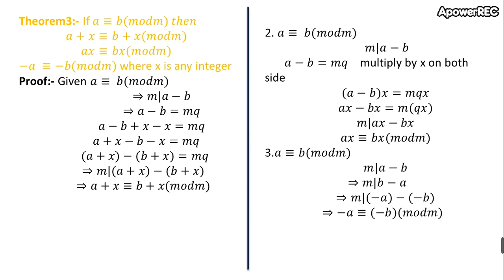In the above line, I just simplify minus A as minus A and plus B as minus of minus B. Then I apply the congruence definition: minus A congruent to minus B mod M. I get this, which completes the third theorem.